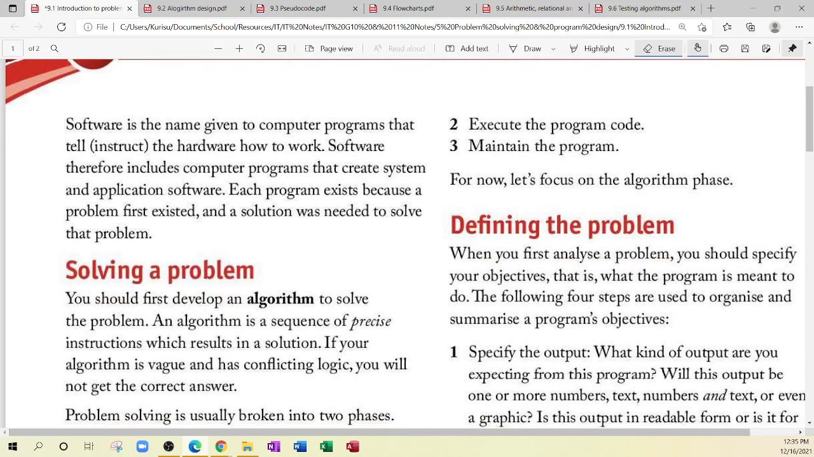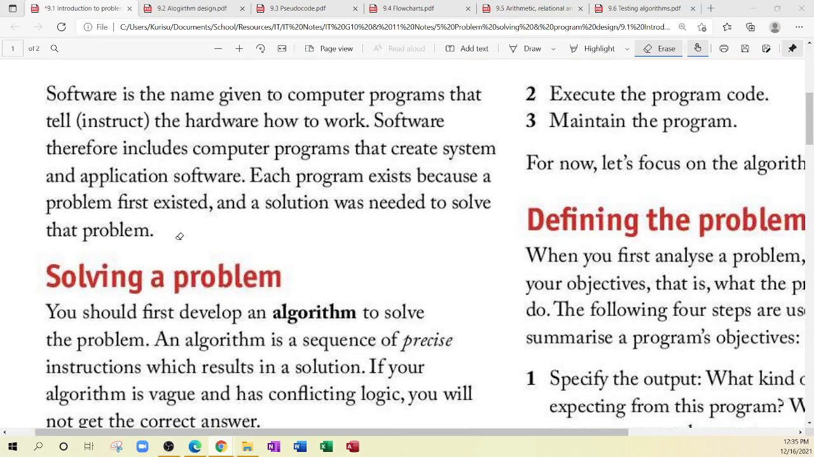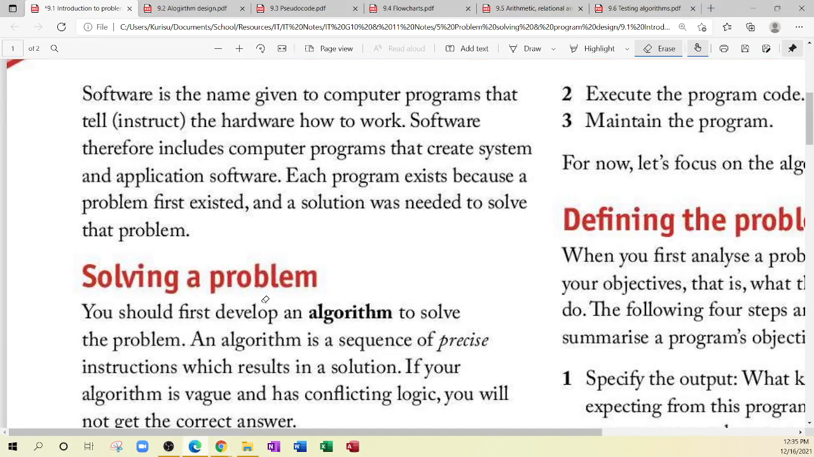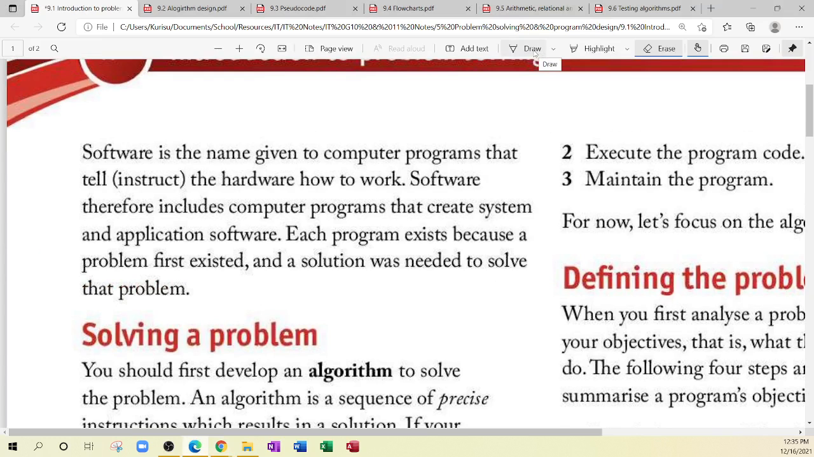So the first paragraph, let's have Abdur, you can start to read it. Software is the name given to computer programs that tell or instruct the hardware how to work. Software, therefore, includes computer programs that create system and application software. Each program exists because a problem first existed and a solution was needed to solve that problem. Great. So you guys should remember this from third form.